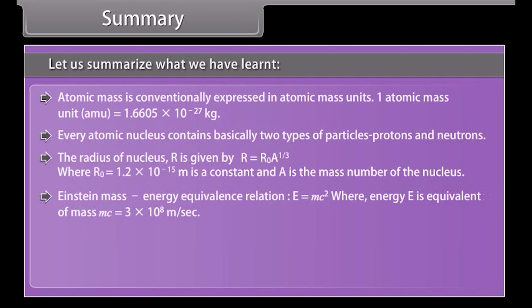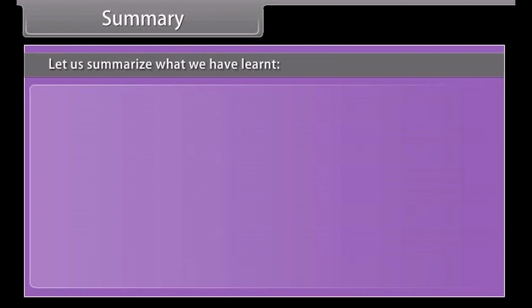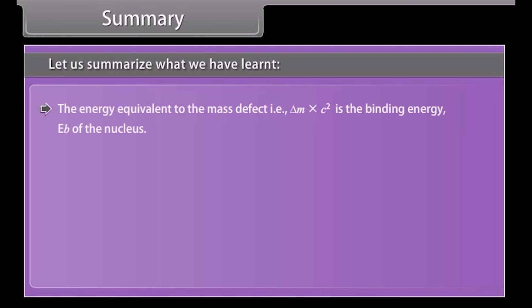Einstein's mass-energy equivalence relation, E = mc², where energy E is the equivalent of mass m. c is the velocity of light in vacuum, that is 3 × 10^8 meter per second. The mass of a stable nucleus is less than the total mass of its nucleons. This difference delta m in mass is called mass defect. The energy equivalent to the mass defect, that is delta m times c squared, is the binding energy, Eb, of the nucleus.